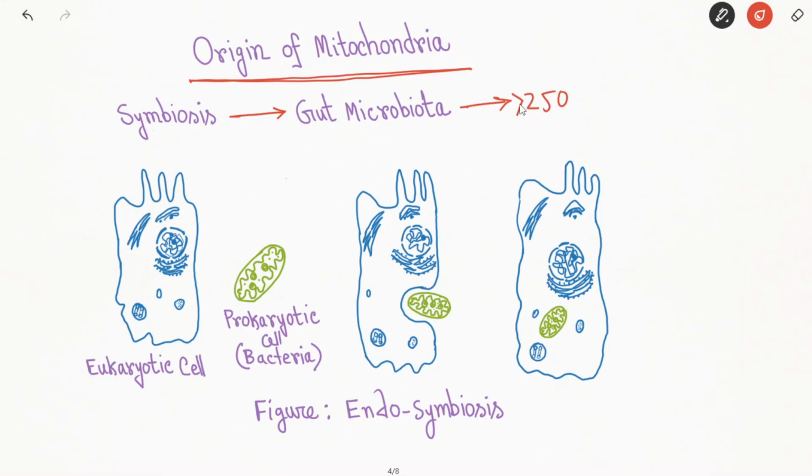How does gut microbiota help us? It's simple. Gut microbiota help us to develop our immunity. If any pathogenic bacteria enter our body, then this gut microbiota kill those pathogenic bacteria and help us. Second, it also helps to digest some foods like fibers. Digestion of fibers is done by gut microbiota.